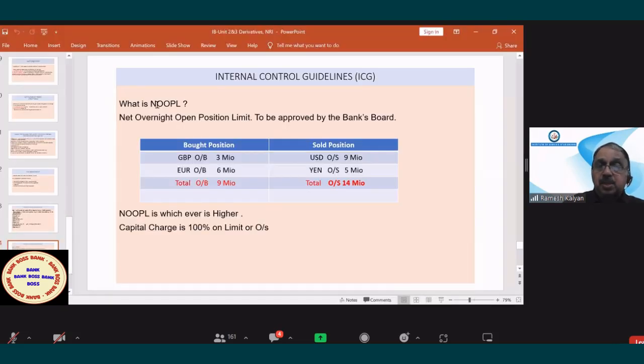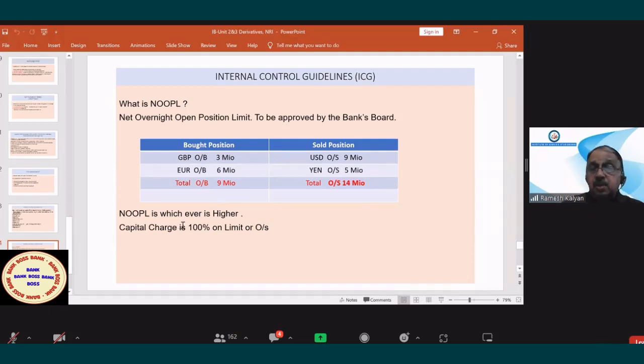The name NOPL means net overnight. So people will have a tendency to net it. Actually, the position is not netted, it is the maximum of the bought or sold position, whichever is higher. Because what will be the effect even if a small 1 paisa moves? If 1 paisa in the rate, anything moves, it will be affected to the extent of 14. So netting is of no use. That is why we go for the maximum.